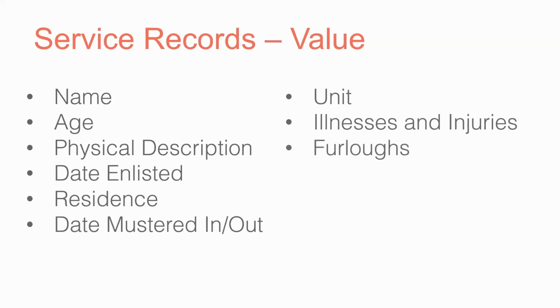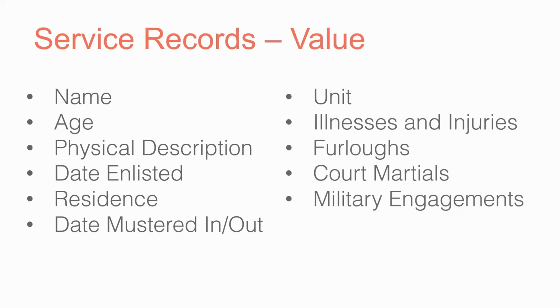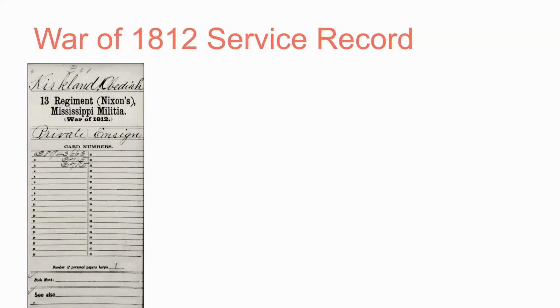You also will know if they were furloughed or if they were ever court-martialed, and it will also include any military engagements they were involved in. Obviously, there might be more, but in general, this is what the CMSRs typically include. So I want to show you some examples for these records, one for an earlier war and one for a later one. So this is a service record, a CMSR for the War of 1812.